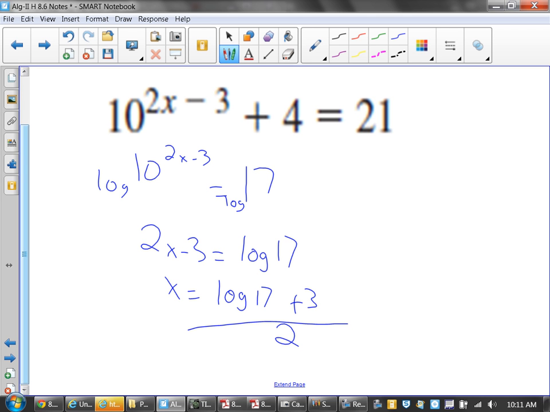Let me give you guys a couple of these to try. We'll build off of this a little bit more tomorrow. It shouldn't be that bad. This is section 8.6.